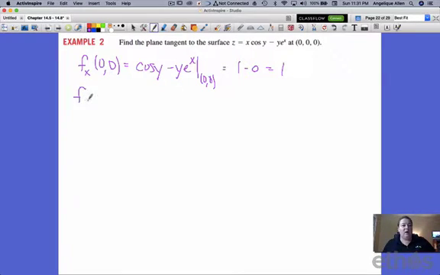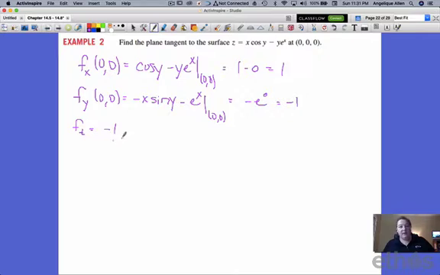Okay, f sub y, evaluated at 0, 0. Derivative of this expression with respect to y is going to be, let's see, negative x sine of y minus e to the x. And we're going to evaluate that at 0, 0. And that's going to be 0 times sine of 0 minus e to the 0, which is negative 1. And then f sub z, we learned, is going to be negative 1.